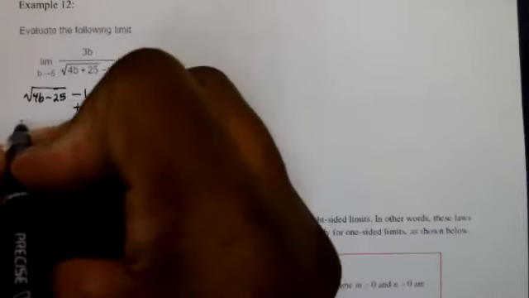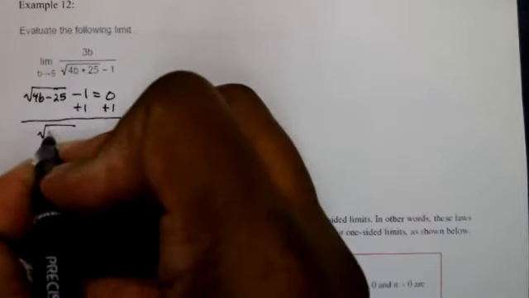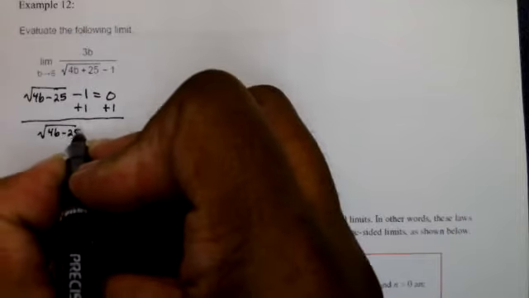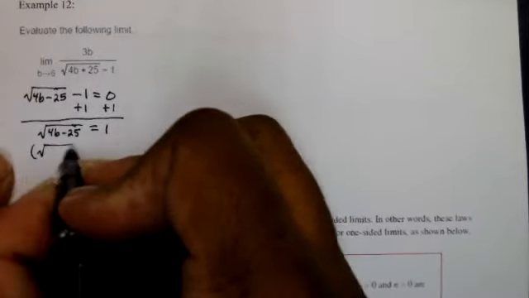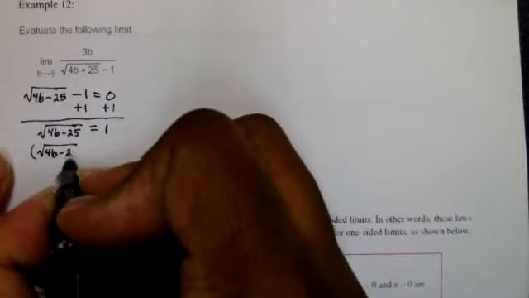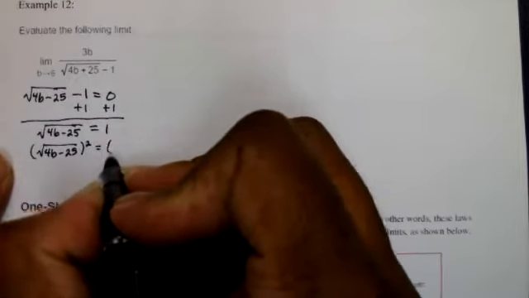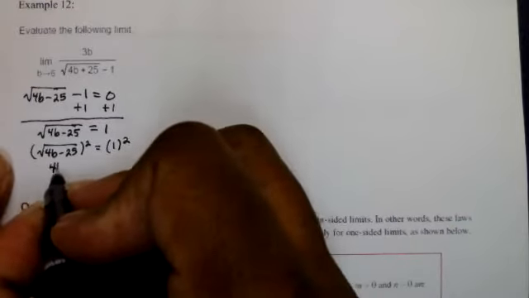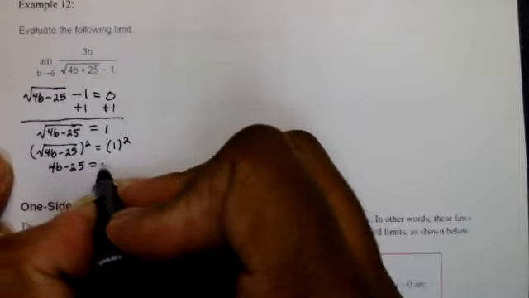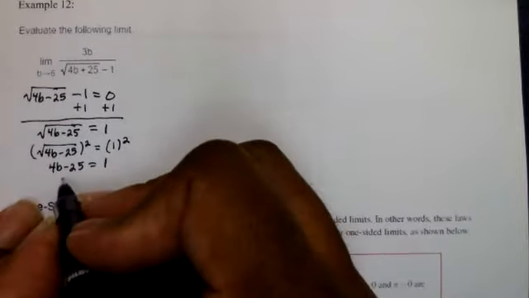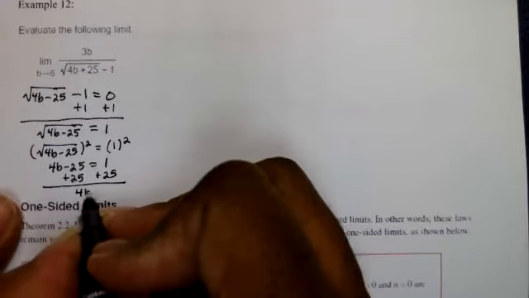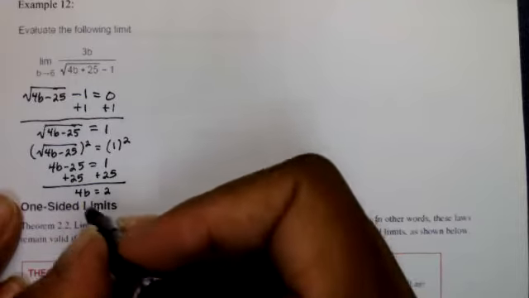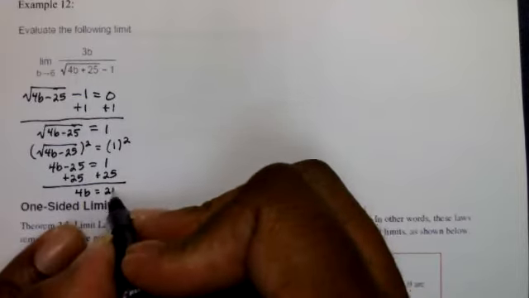So if I add 1 to both sides, that means the square root of 4b minus 25 would be equal to 1. And then to get rid of that square root, I would square both sides of this equation. That would mean 4b minus 25 is equal to 1. Add 25 to both sides. You'll get 4b is equal to 26.